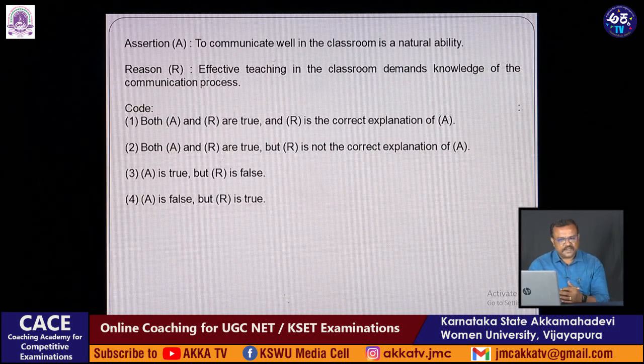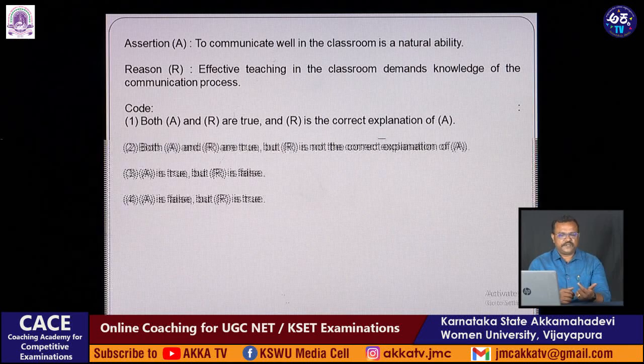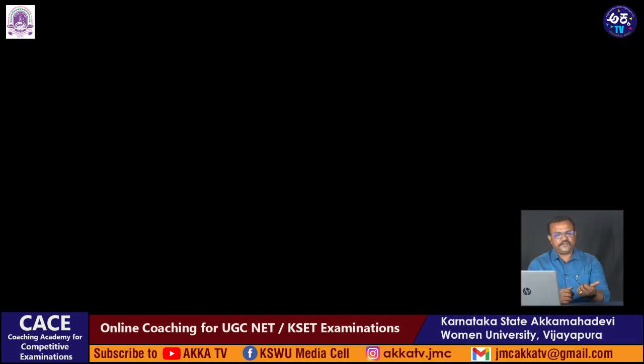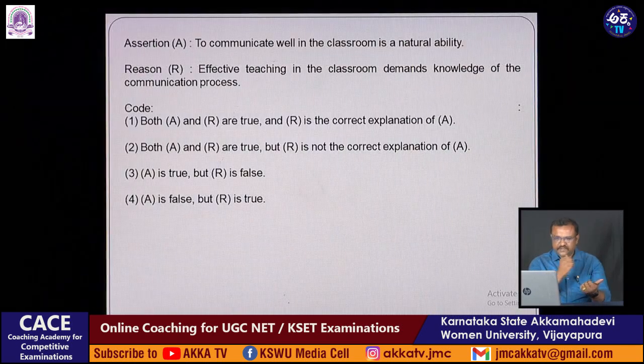See, likewise the next one. Assertion: to communicate well in the classroom is a natural ability, whereas effective teaching in the classroom demands knowledge of the communication process. To communicate well is not a natural ability. Effective teaching in a classroom demands knowledge of the communication process. Yes, it is true. So, again the fourth is correct here, that is A is false and R, the reason, is true, but the assertion is wrong.